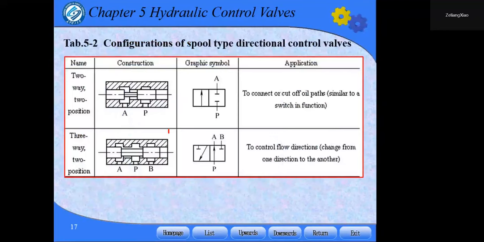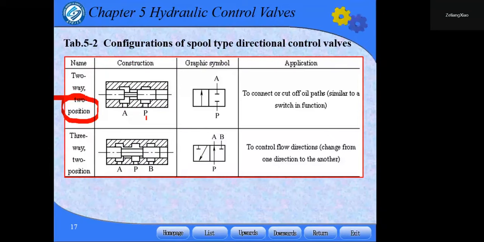See this table. The table illustrates the configurations of the spool type directional valves. Construction, graphic symbol and application. So, two way and two position. Two position means there are two working positions, we can see.